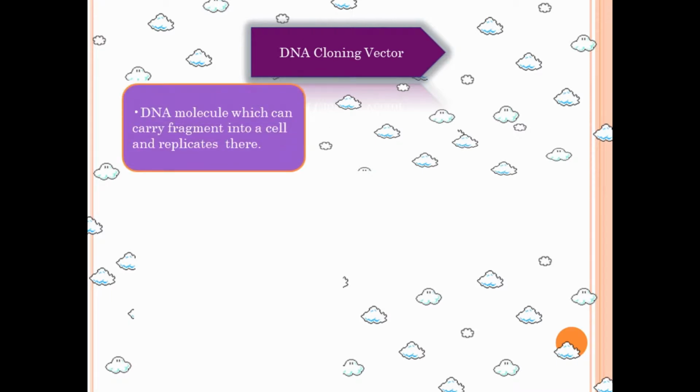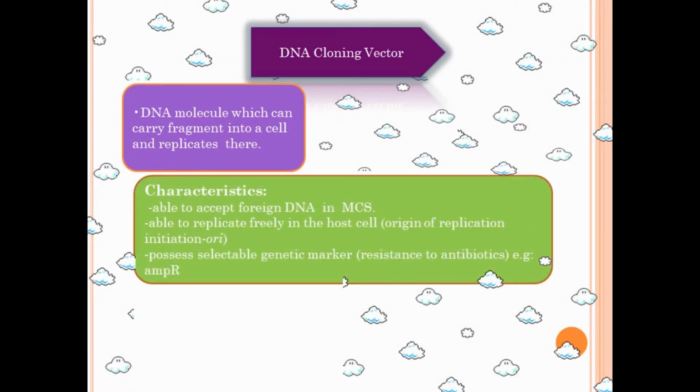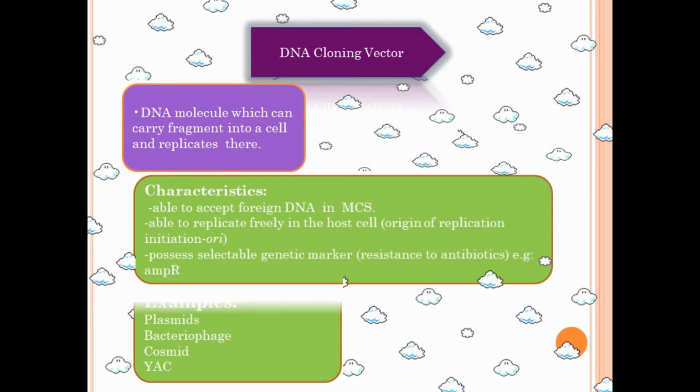DNA cloning vector: a DNA molecule which can carry a fragment into a cell and replicate there. There are three characteristics of a DNA cloning vector: it is able to accept foreign DNA in the MCS, able to replicate freely in the host cell through an origin of replication, and possesses a selectable genetic marker that is resistant to antibiotics, for example AmpR. Examples of DNA cloning vectors are plasmid, bacteriophage, cosmid, and yeast artificial chromosome.